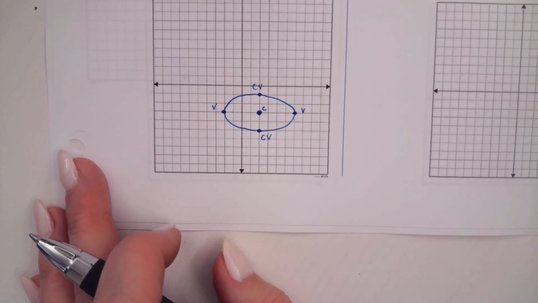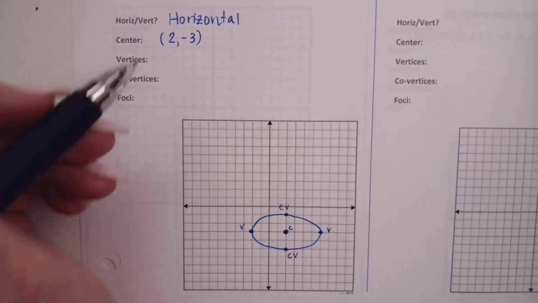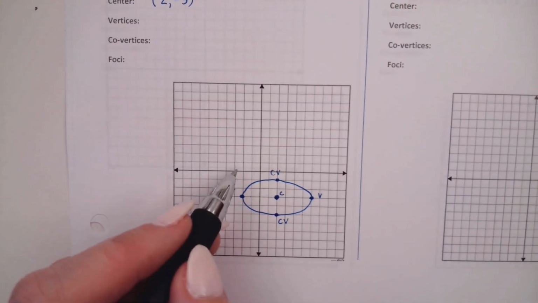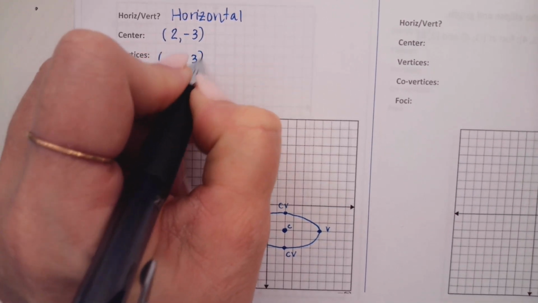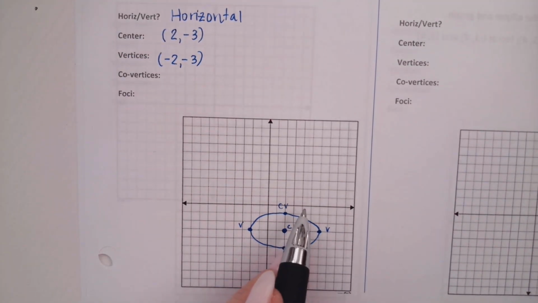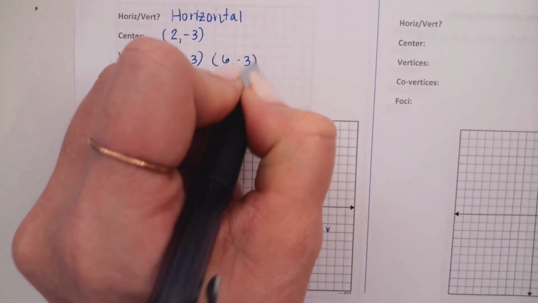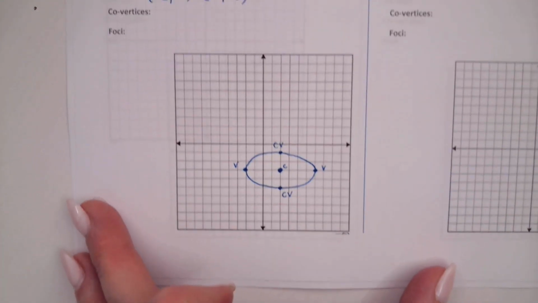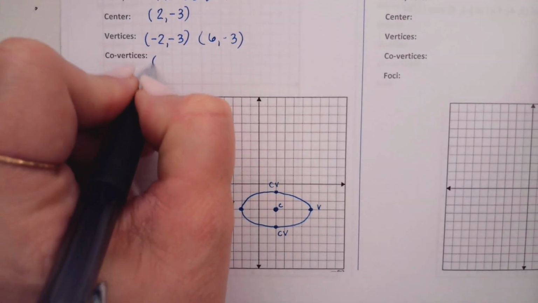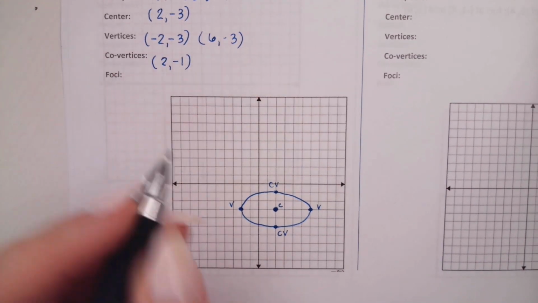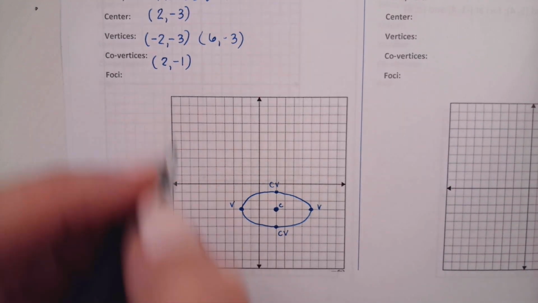Okay, so we can write down the endpoints of our vertices and co-vertices now. Let's see, I had one vertex at -2, -3. The vertex on the right, 1, 2, 3, 4, 5, 6, 6, -3. My co-vertices again were the ends of that shorter axis. So I have one at 2, -1, and the other one at 2, -1, 2, 3, 4, 5.